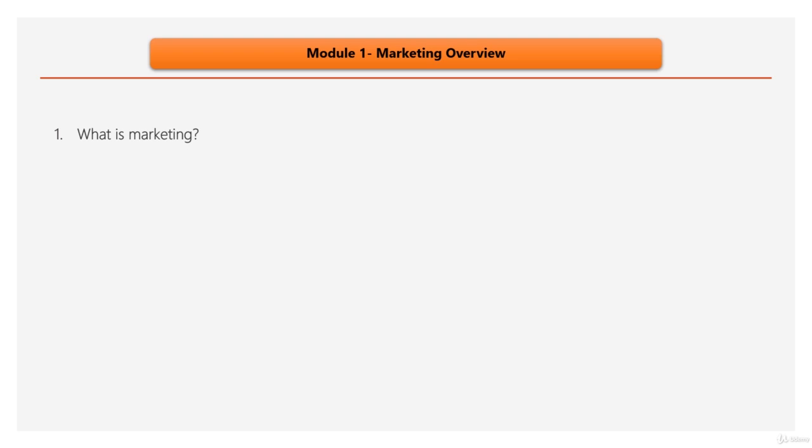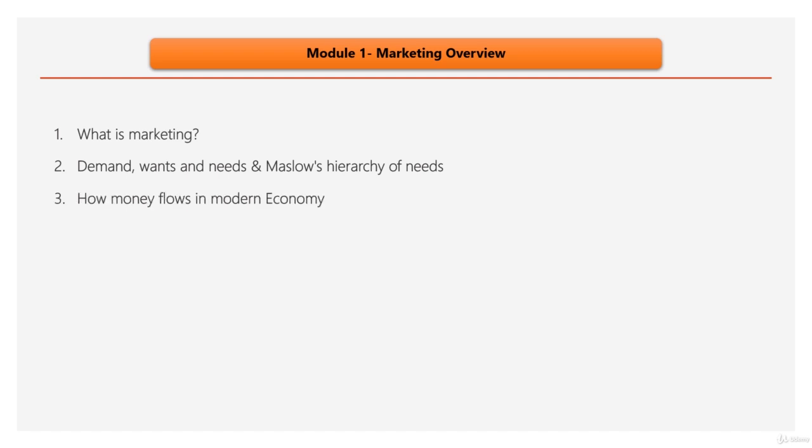I know a lot of you are already aware of these very basic concepts, but I always feel that there are some amount of people who have no idea about marketing. So it's better not to jump on the advanced concept just to make the game fair for everyone. And in the second topic, we will understand what is demand, what is want, and what are needs. And to simplify this demand, wants, and need concept, we will try to use a very simple concept called Maslow hierarchy of needs. In the third chapter, we will try to understand how money flows in the modern economy.